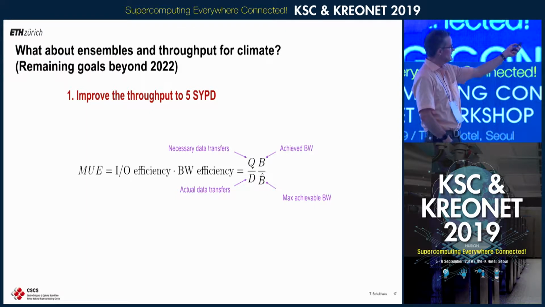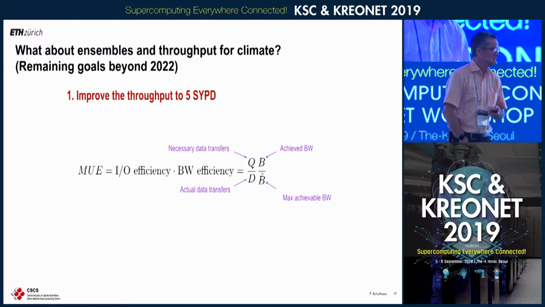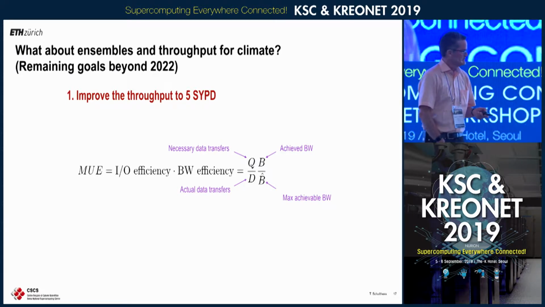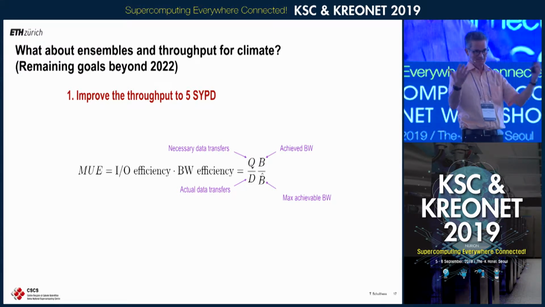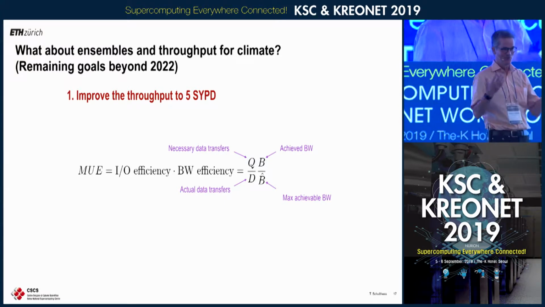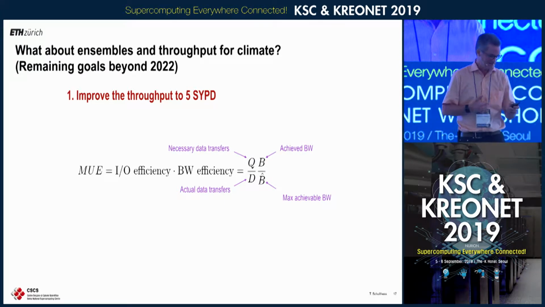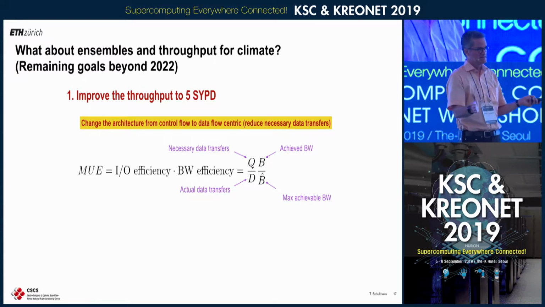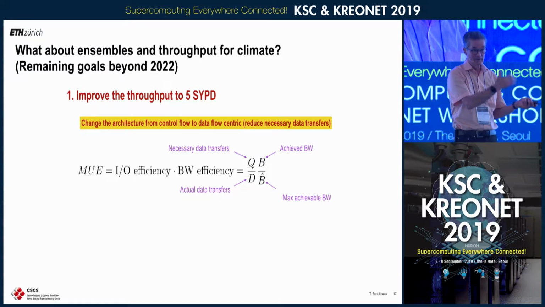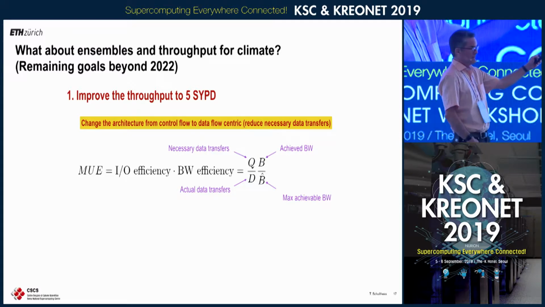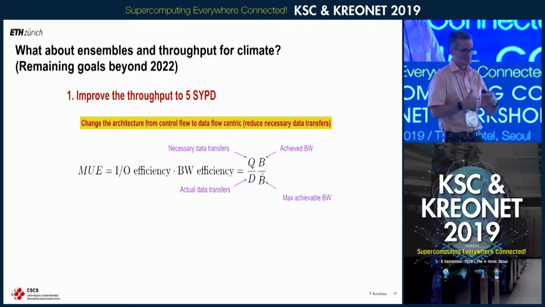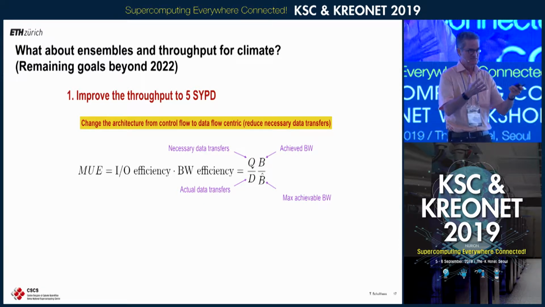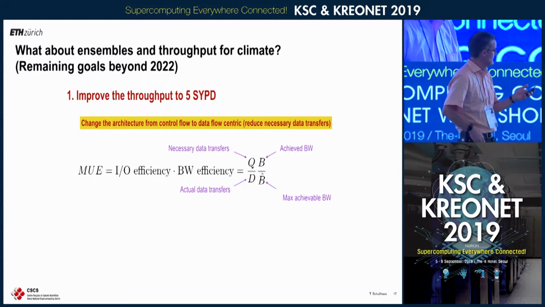The climate scientists really would like to have a throughput of 5 simulated years per day. And how will this continue in the 2020s when we have no more Moore's law helping us? Particularly because I said in terms of implementation, we're already near optimal. Well, near optimal is on today's architecture, so on a control flow centric architecture, and we have all these difficulties, we are stuck with the performance of memory.